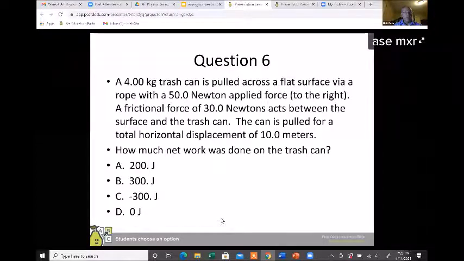The other way to do it is just find the net force. So in this problem, the normal force and the gravitational force cancel each other out. So there's no vertical component. The 50 newtons to the right cancels out the 30 newtons to the left, and that leaves 20 newtons to the right. So our net force is 20 newtons, and that acts over 10 meters. And the angle between that force and the motion is 0. So it would be 20 newtons, the net force, times 10 meters, the distance, times the cosine of 0, and we would end up with 200 joules.